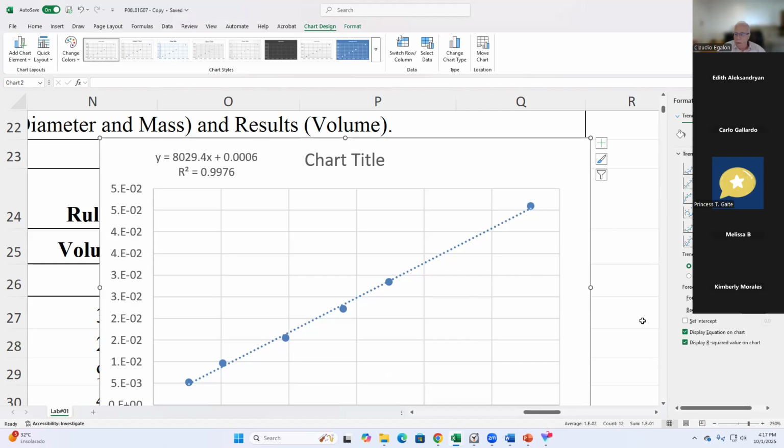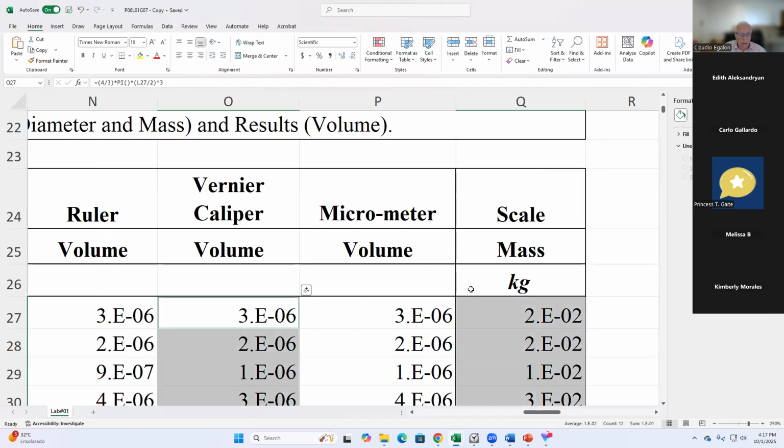Okay, so yeah, the problem is right in here. You clicked the polynomial instead of the linear. Okay, I see. Thank you. So you should be able to fix that easily.